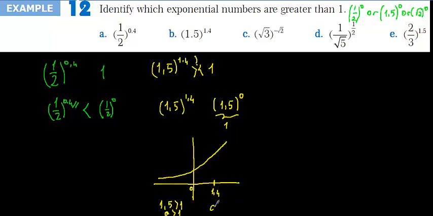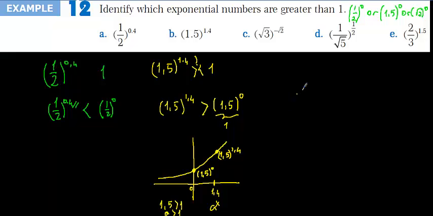This is the power, a to the power of x. Okay, the x values 1.4 and 0. 0 is here, 1.4 here. So the values of the function here and here, which value is bigger? 1.5 to the power of 1.4 or 1.5 to the power of 0? Which one is bigger? Of course, 1.5 to the power of 1.4 is bigger than this one. So this should be greater.